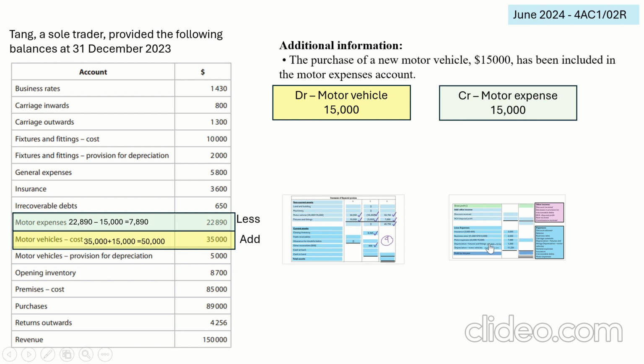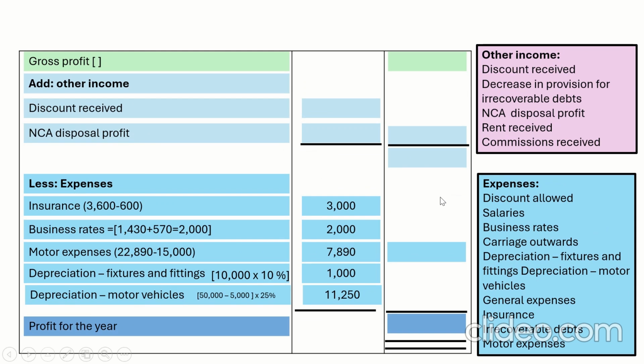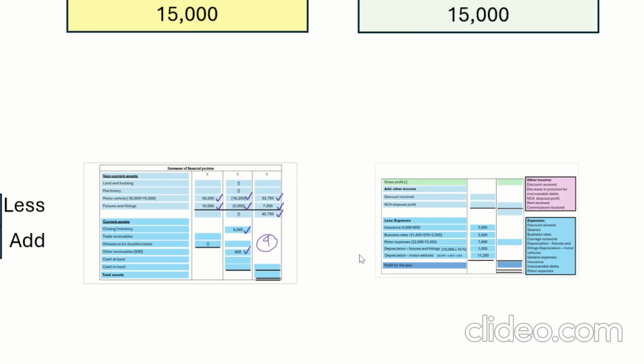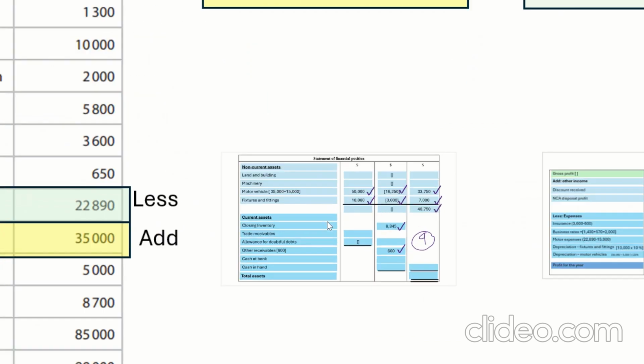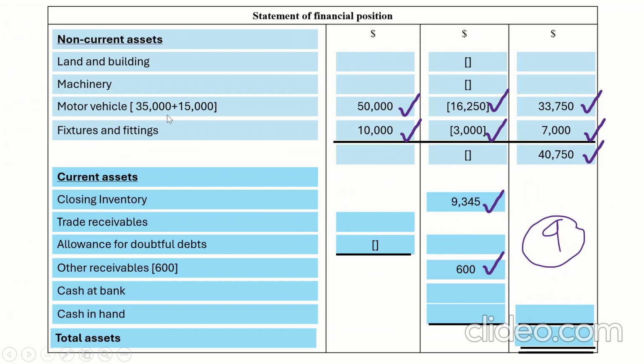So let's see how this reflects in an income statement. Goes under expenses, motor expenses opening balance 22,890, deduct 15,000 which should give 7,890. Whereas in the statement of financial position, motor vehicle 35,000 opening balance plus 15,000 should be 50,000 in the first amount column.